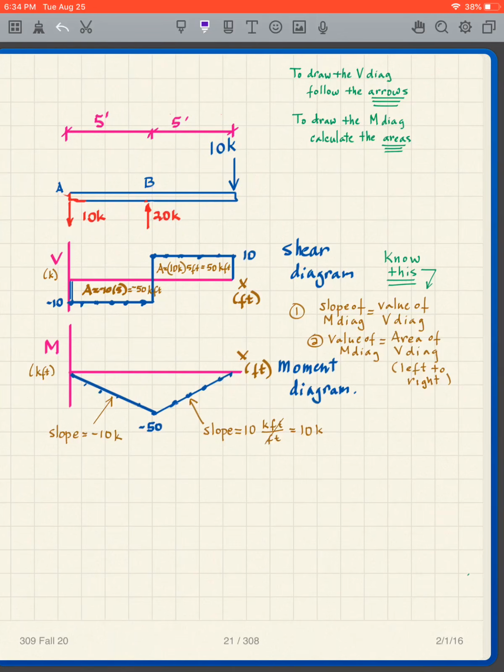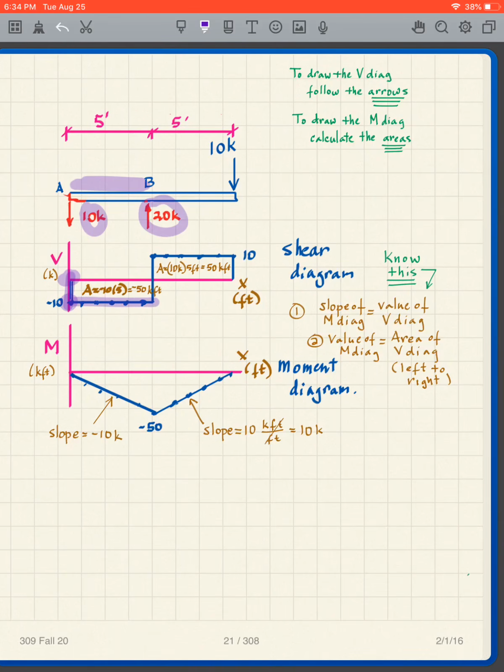So that's what I'm going to do. I'm going to follow those arrows. I start at 0. That says go down 10 kips. So I go down 10 kips. That's what the arrow says. There's nothing in this region. There's no forces in this region. That tells me I go straight across.